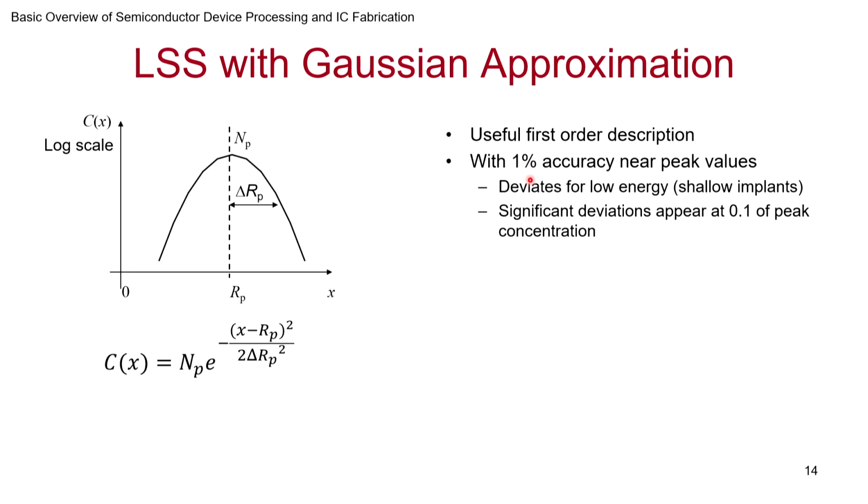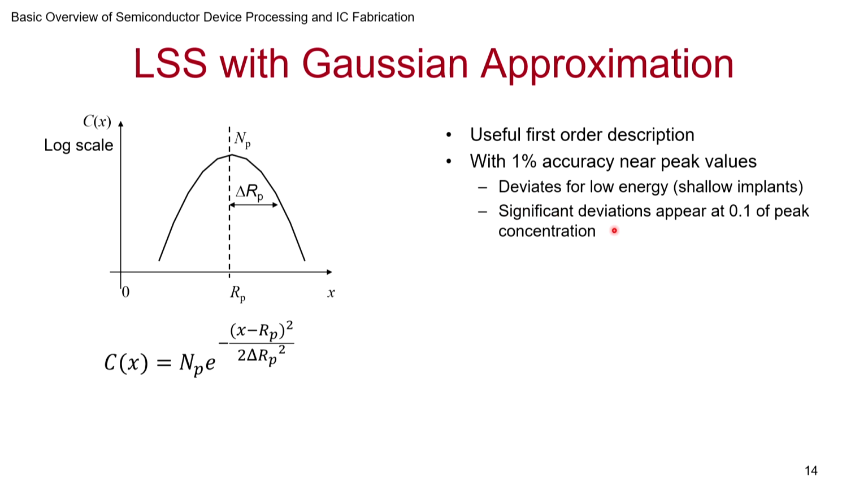Within 1% accuracy, you can get it for the peaks. So that is pretty good. Within 1% for the peak concentration is pretty good prediction, right? But while the peak values are good, and often the peak value is the depth of implant, as soon as you come to the straggle and other things, it starts to deviate. So, deviation for low energy is there, and also for shallow implants you will end up getting the deviation.